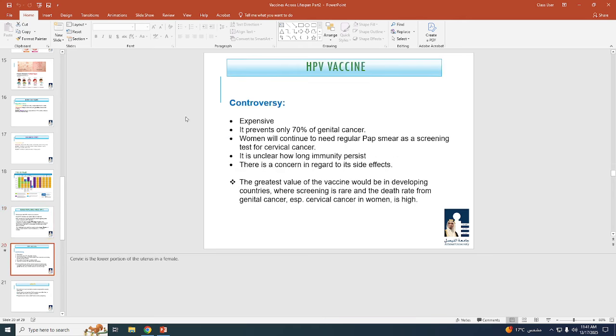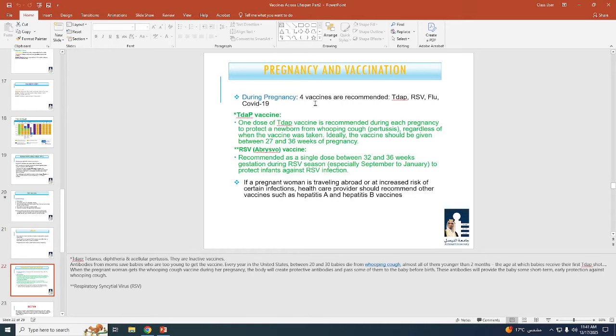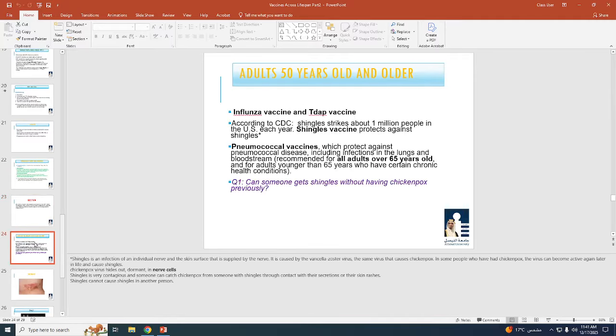What is the controversy about the HPV vaccine? For adults, what kind of vaccines do we need to give them? Pregnancy vaccination, again, what are the recommended vaccinations during pregnancy? For adults who are 50 years and older as well, we need to know about shingles, that it's recommended for people who are 50 and above.